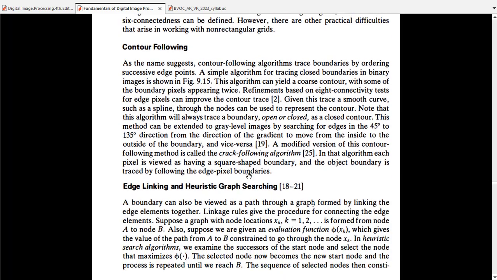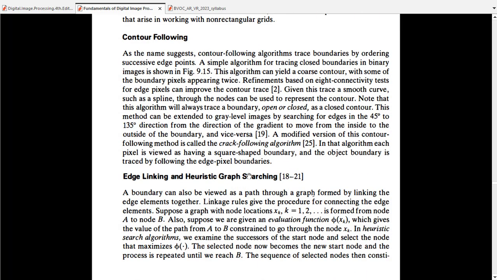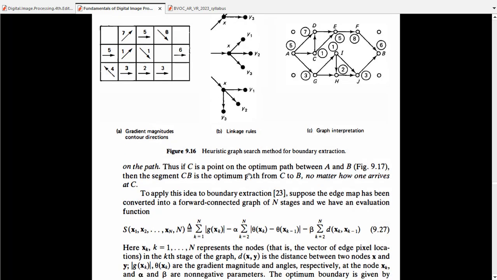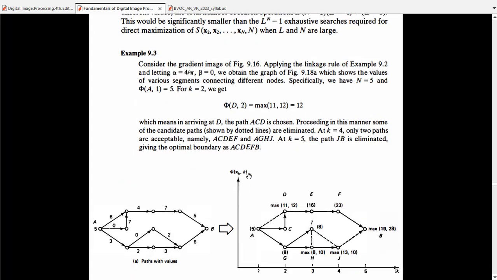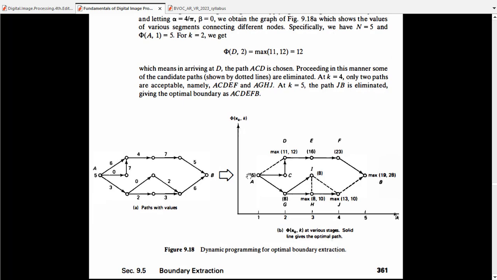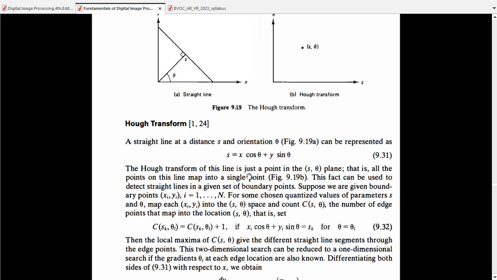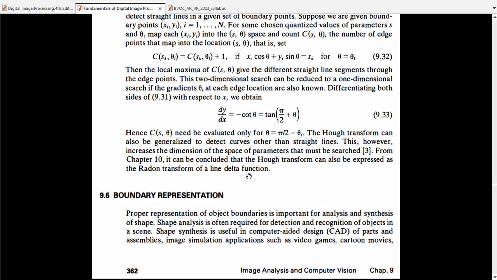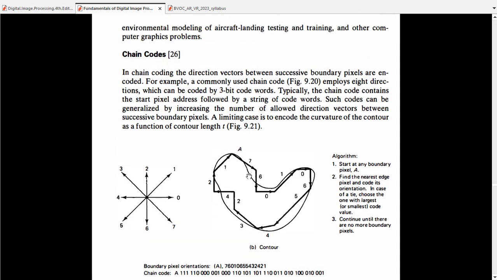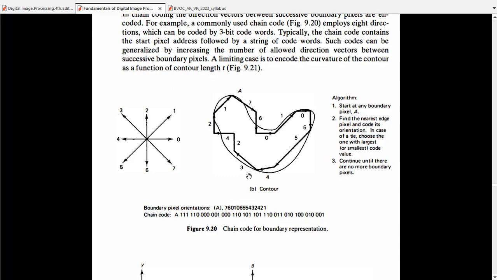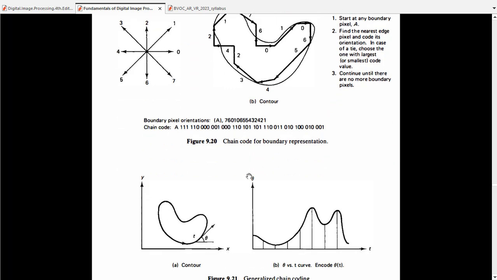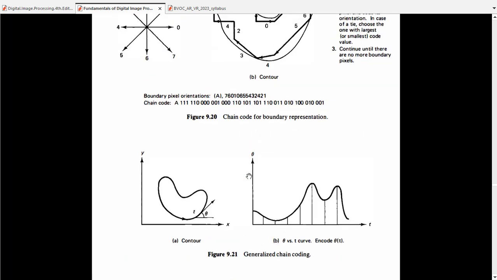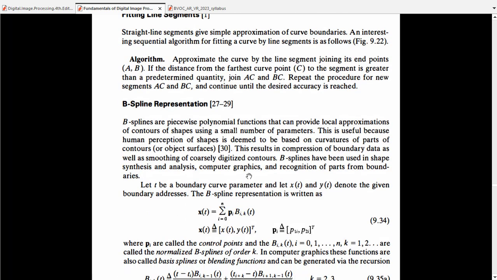The contour following comes from this based on edge linking and heuristic graph search. So this is the heuristic search algorithm, dynamic programming. This also will come to analysis from the different types of optimal boundary extraction. The Hough transform is another type of transformation technique applicable to the edge detection model. Boundary representation is based on the chain code method. This is a type of algorithm for contour bounding, boundary pixel orientation, and then the contour and the contour curve encode model.